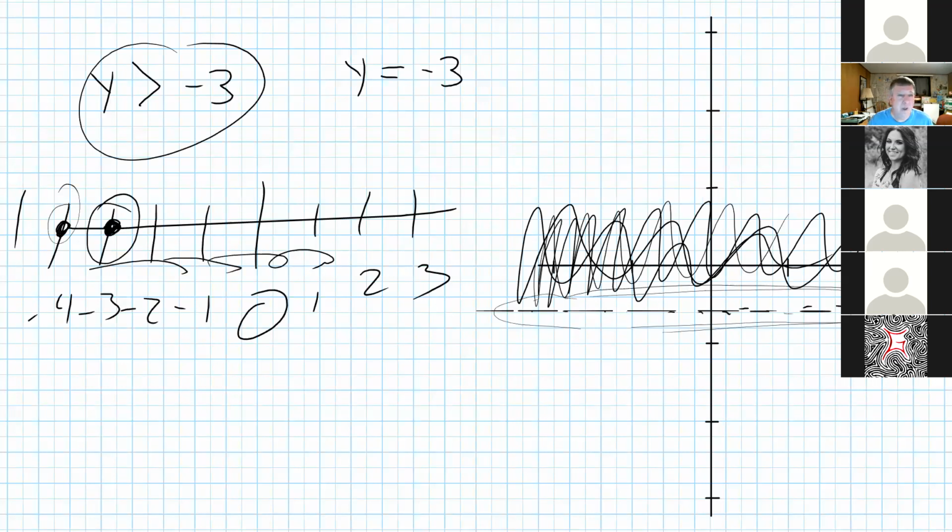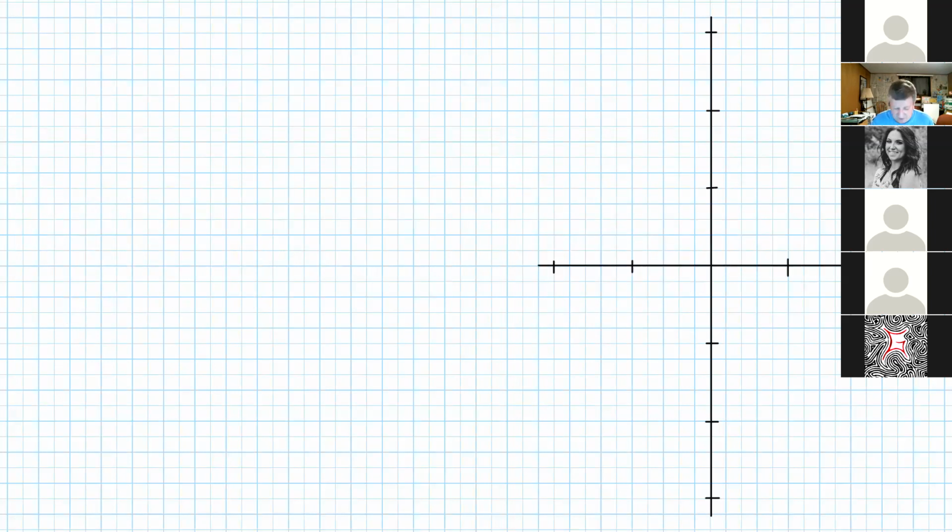All right. One more example, and then we'll go to the WebAssign stuff. Okay, let's see here. x greater than or equal to -4. So what does x equals -4 look like? It'd be a vertical line passing through -4, and it's going to be a solid line because it says greater than or equal to.